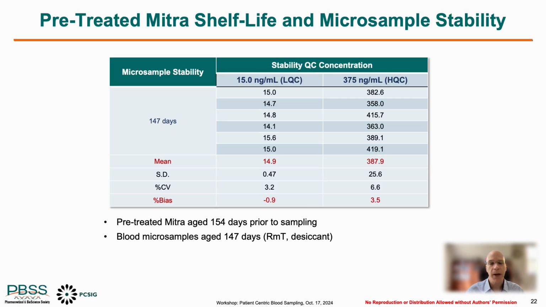And just to highlight some actual validation data, one critical aspect of a pre-treatment approach in microsampling is to establish the shelf life of the modified substrate. And here we see that Mitra pre-treated with 1 molar ascorbic acid stored 154 days at room temperature in the presence of desiccant conferred 147 days of blood microsample stability, as indicated by the very tight statistics here for our low and high concentration stability QCs.